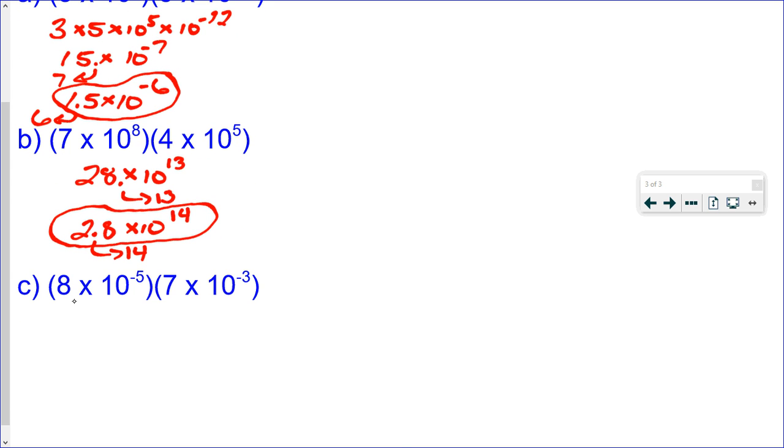All right, let's look at one more. So 8 times 7 is 56. 10 to the negative 5th times 10 to the negative 3rd is 10 to the negative 8th. The decimal point is here. It needs to go 8 places to the left. I'm going to move the decimal point 1 place to the left. So now, since I've already moved it 1 place, it only has to go 7 places. So it'd be 10 to the negative 7th.